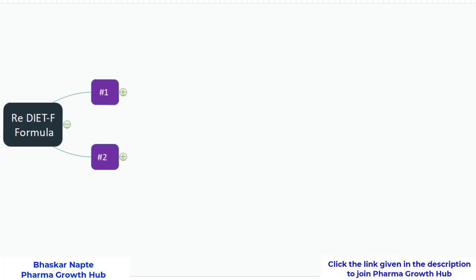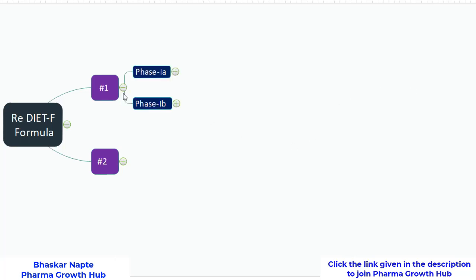Now, if you look at the US FDA or the EMA guideline published for investigating the out of specification, US FDA has not given the phase 1A and phase 1B investigation, but EMA has further divided phase 1 investigation into phase 1A and phase 1B investigation.